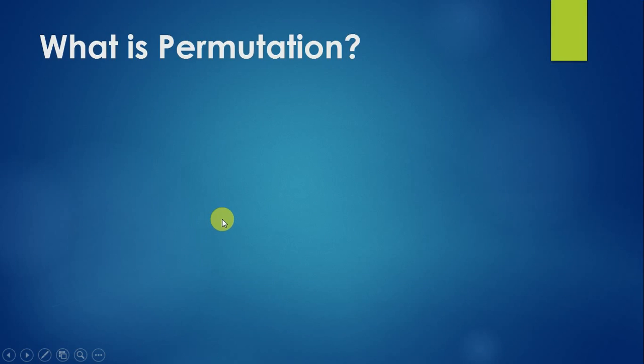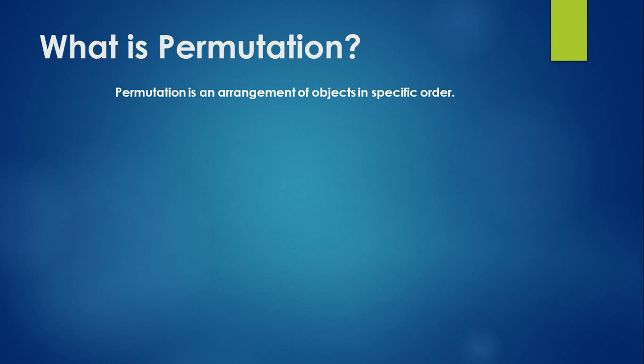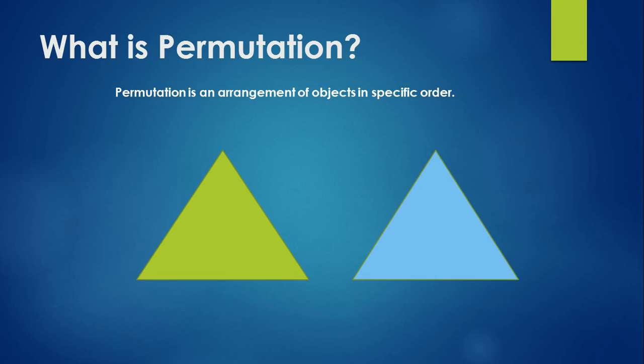What is permutation? Permutation is an arrangement of objects in specific order. Consider that there are two different triangles, 1, 2. In how many ways you arrange these triangles? So this is the first arrangement, and this is the second arrangement. So there are two ways. Remember that in permutation, the arrangement of object is important.